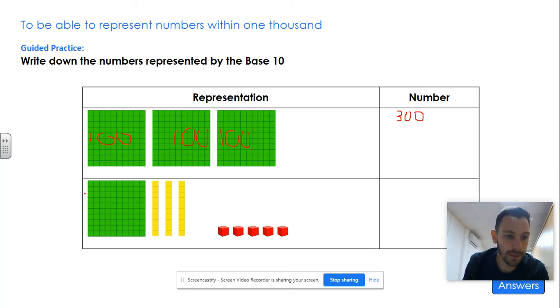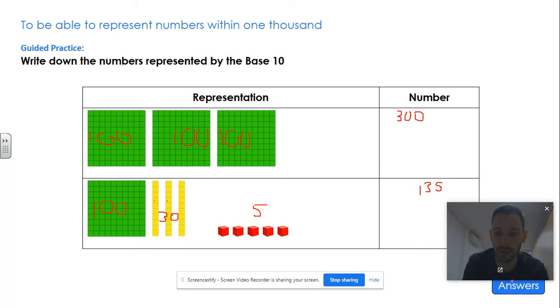Second example, we have a green 100. We have 3 tens, so we've got 10, 20, 30. And we have 1, 2, 3, 4, 5 ones. So we have 100, 30, and 5, 100, and 35. And I can press my answer button to show the answers on this.